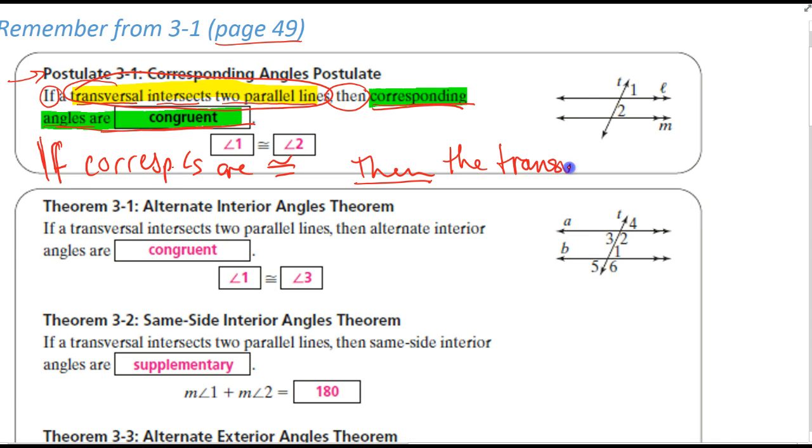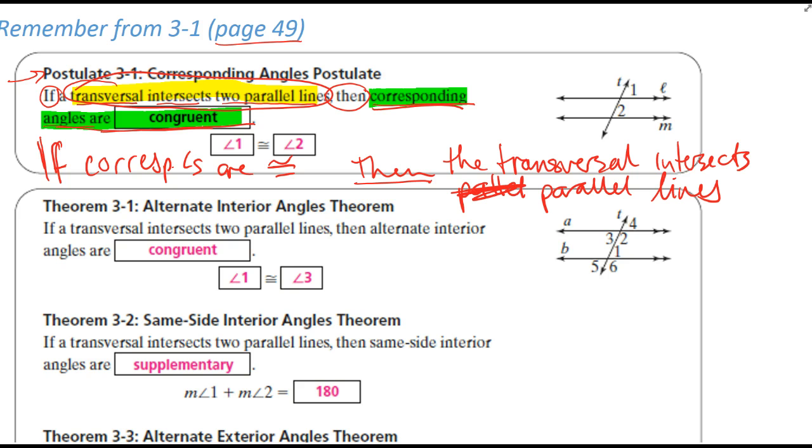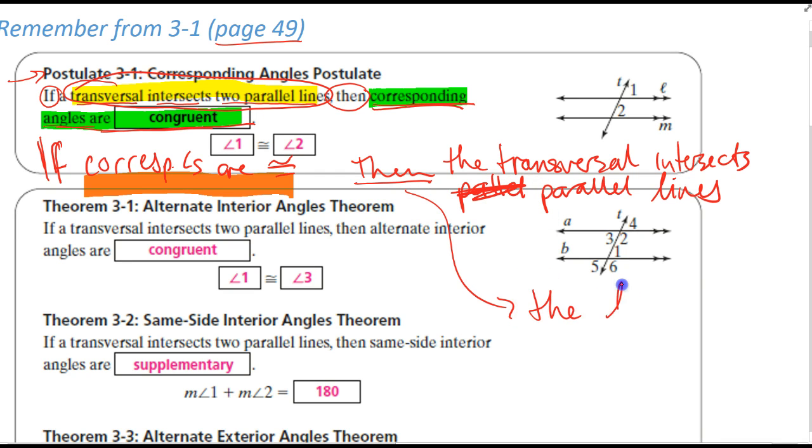the transversal intersects parallel lines. Now we're going to shorten that, I guarantee you. We're also going to spell it right. Parallel lines. So here's how we're going to shorten it a little bit. If corresponding angles are congruent, then, let me write it out, then the lines are parallel.